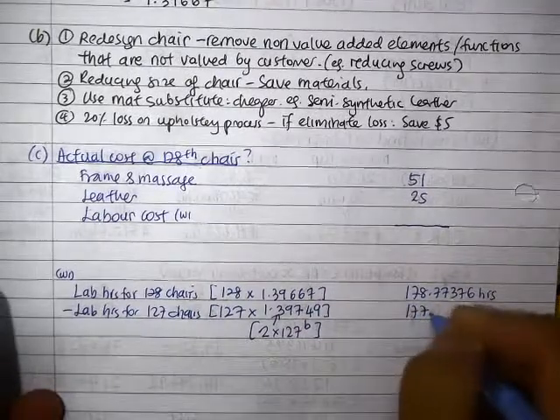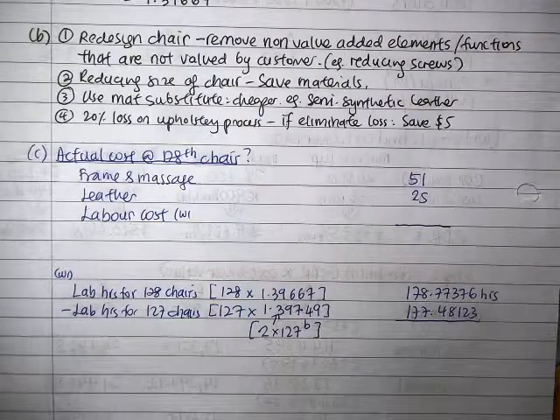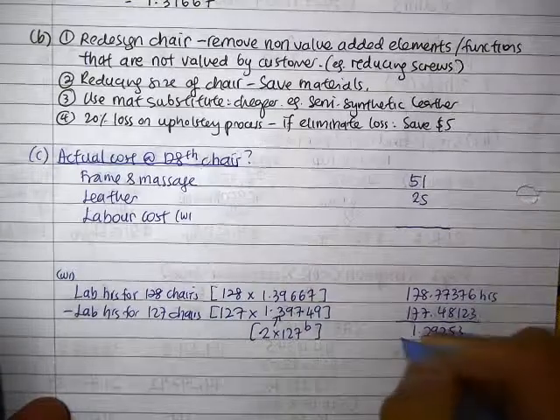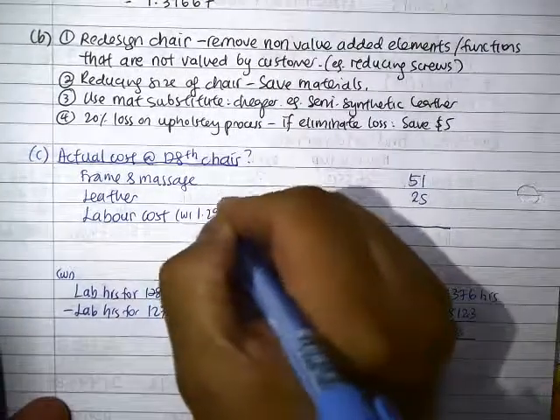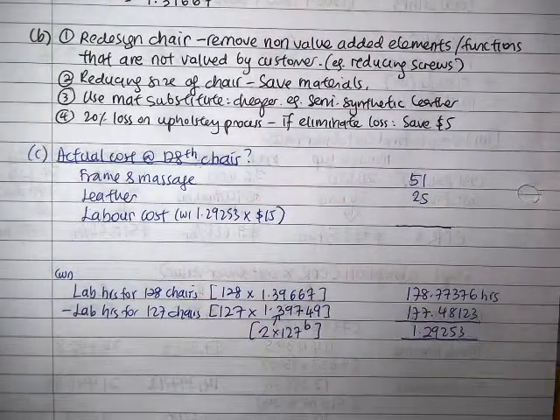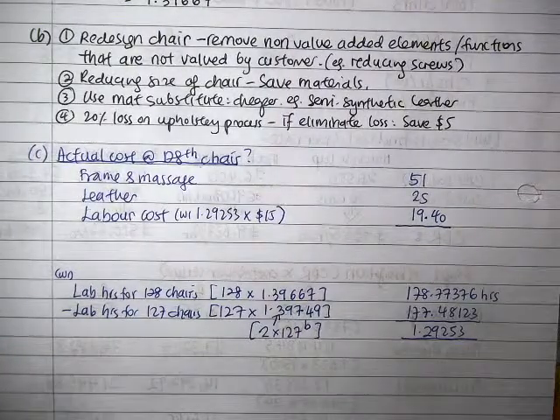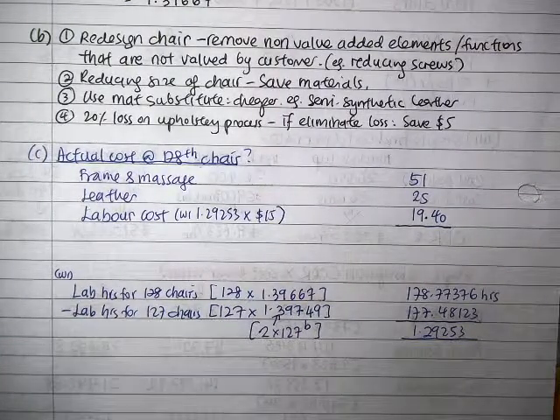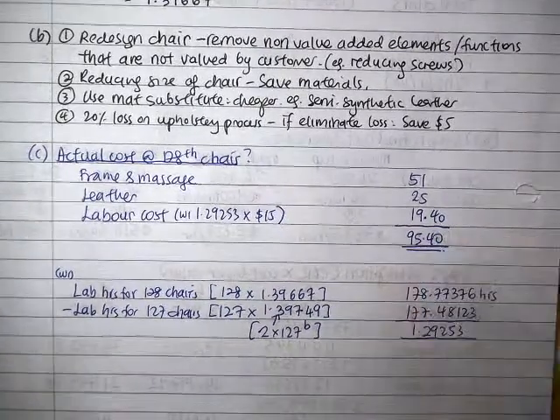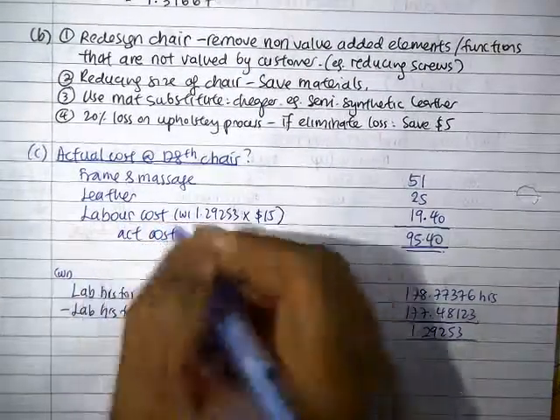This is 17748.123. So 1.29253 multiplied by $15, it comes to about 19.4. So this becomes your actual cost.